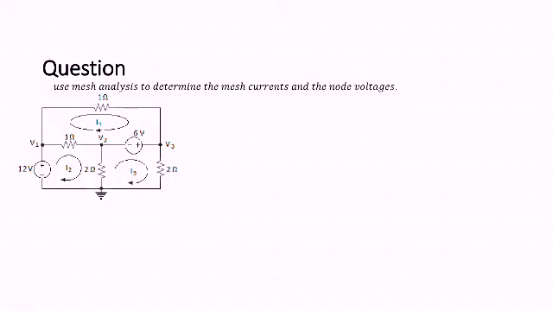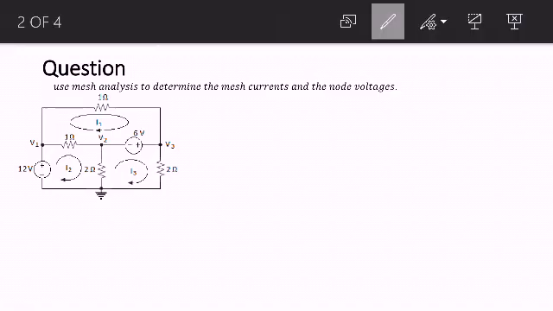Now we see a question here, we see a network here, using mesh analysis to determine the mesh currents and the node voltages. I want us to note this first of all, that in mesh analysis, the current passing through a particular resistor depends on the direction of our loop current.